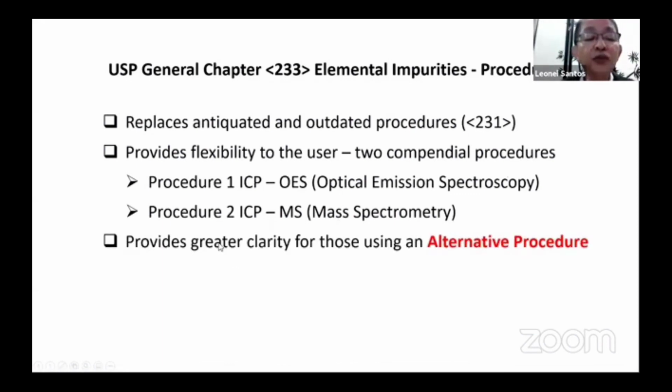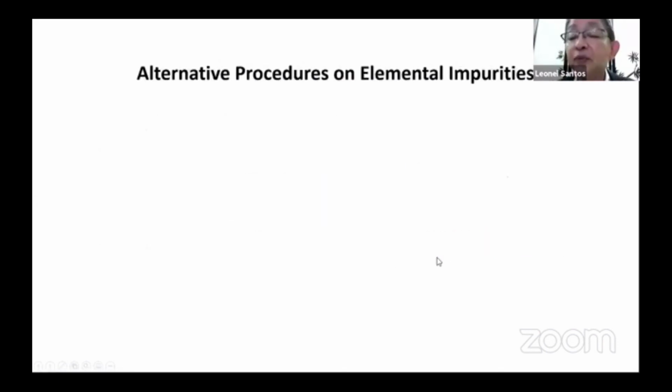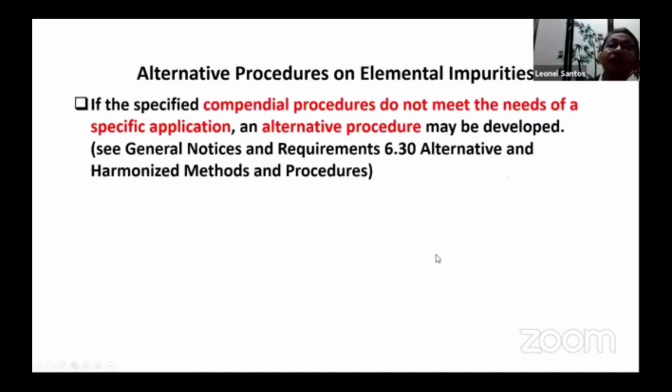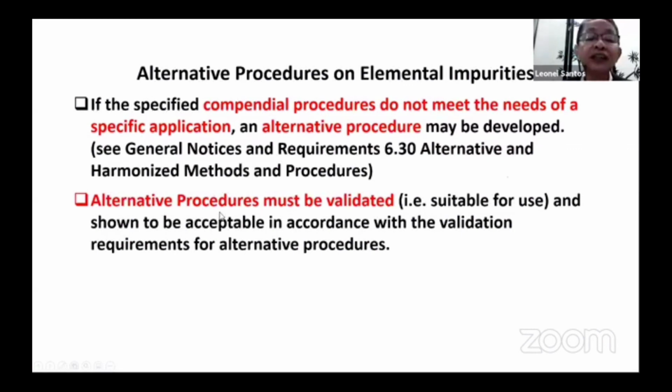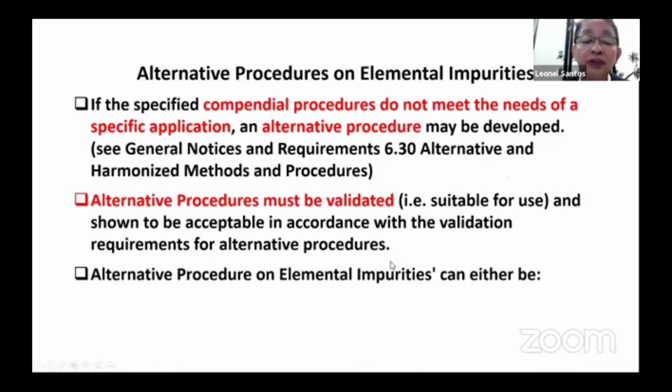These two instrumental methods provide greater clarity, especially for those who are trying to develop an alternative procedure. So actually, the 233 general chapter has an actual procedure for elemental impurities, either for ICP-OES or ICP mass spec. But if the specified compendial procedure listed in general chapter 233 does not meet the needs of your specific application, you can develop an alternative procedure. The alternative procedure, however, must be validated to make sure that it is suitable for your own use.